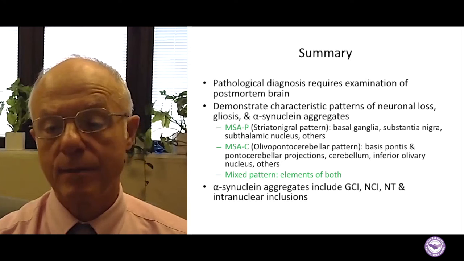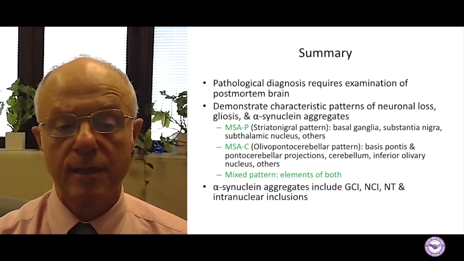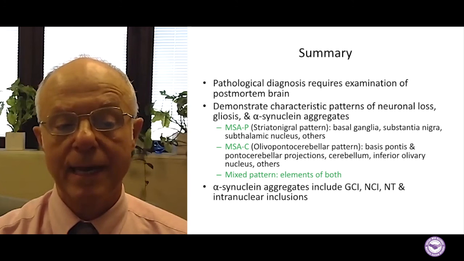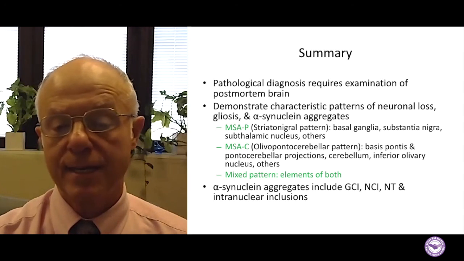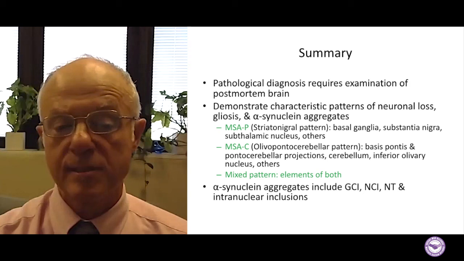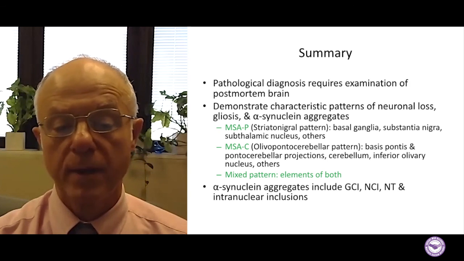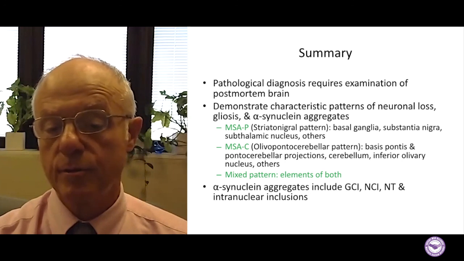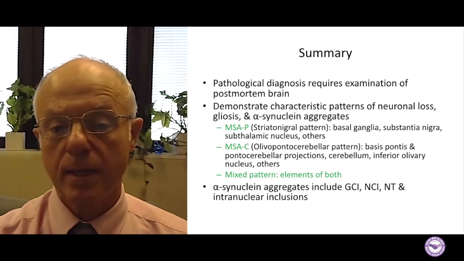If we find them primarily in the basis pontis or pontocerebellar projections, cerebellum or inferior olivary nucleus, we have the MSA-C form. In the case I just showed you, all of those sections were from the same patient, so that is a mixed pattern where we have elements of both. The alpha-synuclein aggregates, to summarize, include inclusions in both neurons and glial cells, as well as their cell processes.